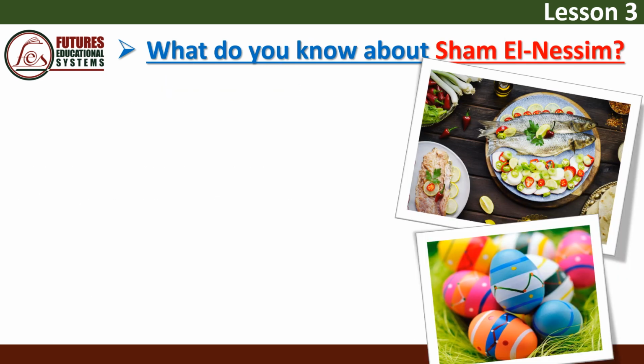Okay. So we have talked about Eid al-Fitr. Now let's check Sham al-Nasim. What do you know about Sham al-Nasim? Okay, we eat colored eggs. We color the eggs. And we eat special fish in Sham al-Nasim. Let's check together these questions and answer them.